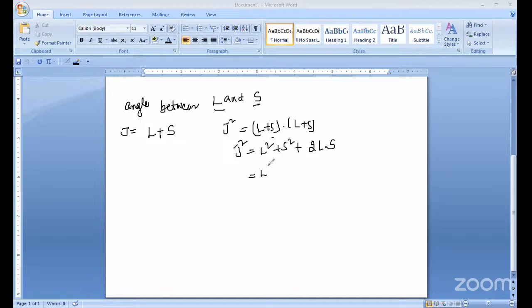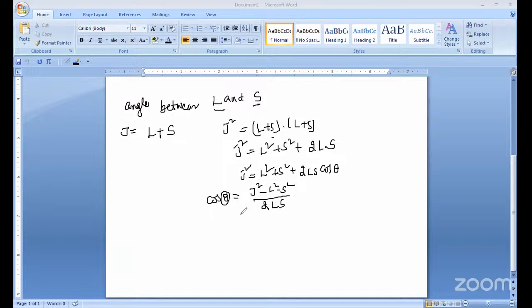We can write this as J square equals L square plus S square plus 2LS cos theta. Therefore, rearranging these terms, cos theta is equal to J square minus L square minus S square, divided by 2LS. Here theta is the angle between L and S. This is how we can calculate the angle between L and S.